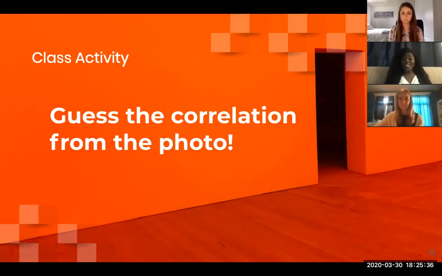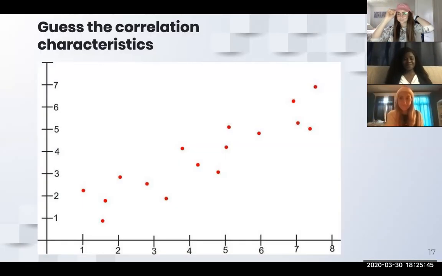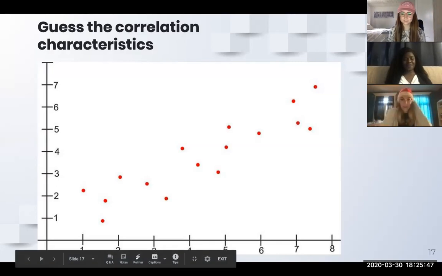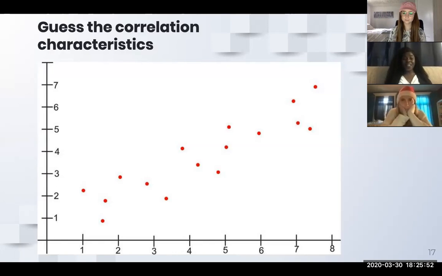Okay, so let's do an activity. Let's guess the correlation from the photo. Can somebody guess what this correlation characteristic is? Sarah. Would that be a positive correlation? Yes, you're right. That is a positive linear correlation. Good job.